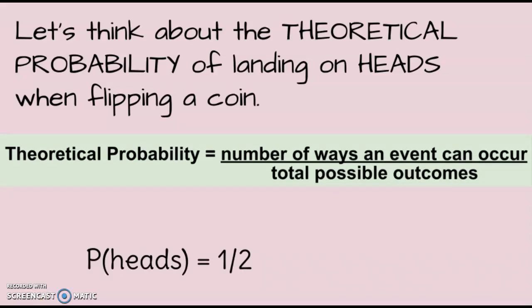So just a quick reminder that the way we notate that, the way we record our solution, is the capital P for probability. In parentheses next to it, I have heads, which represents the probability of landing on heads, and then is equal to 1/2.